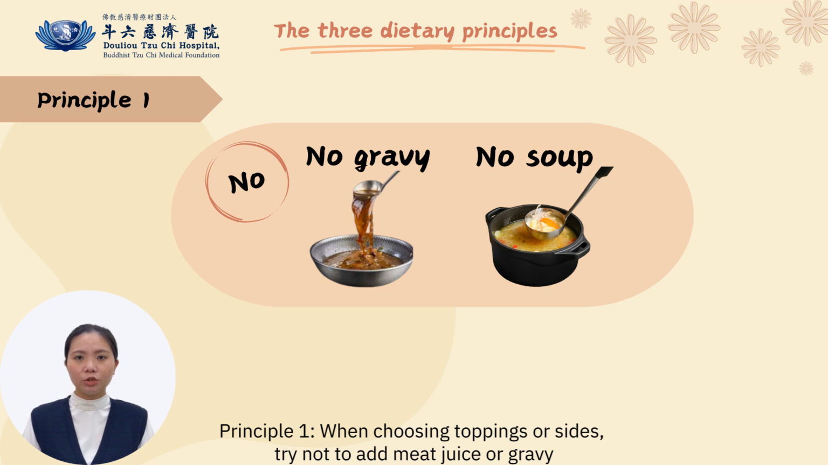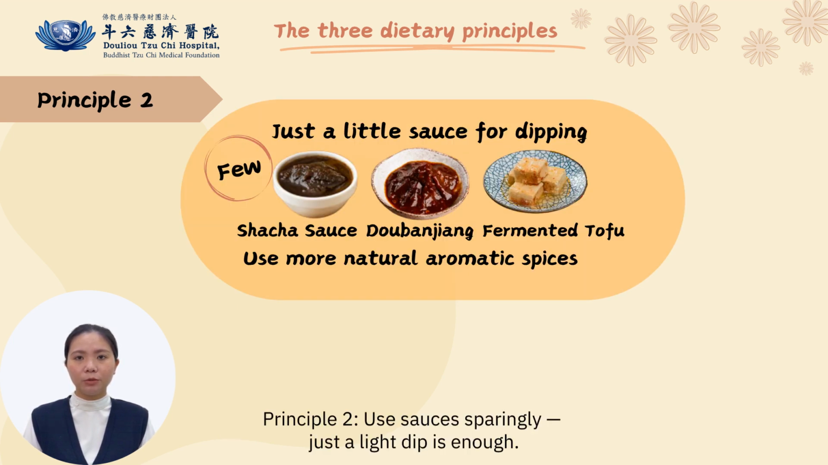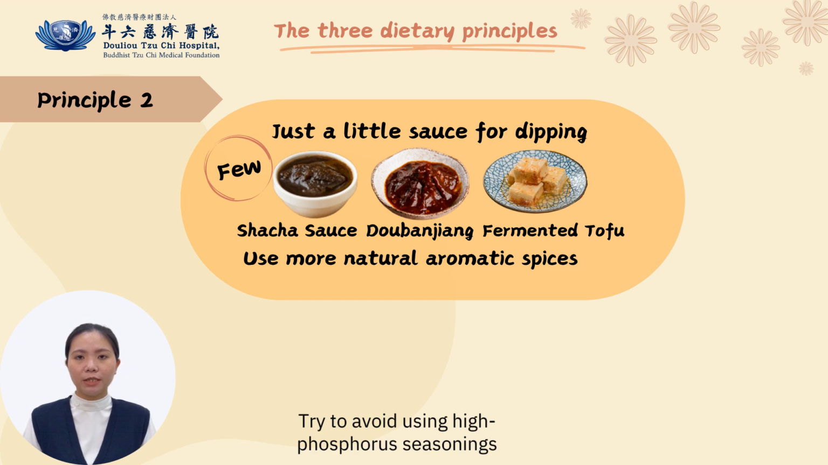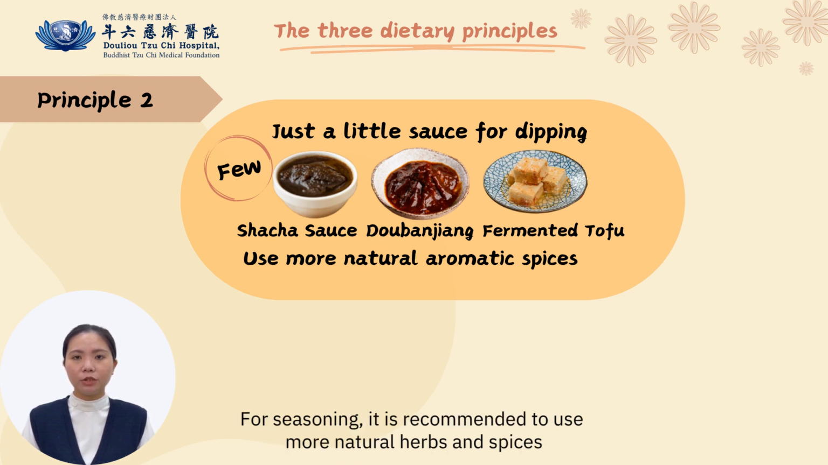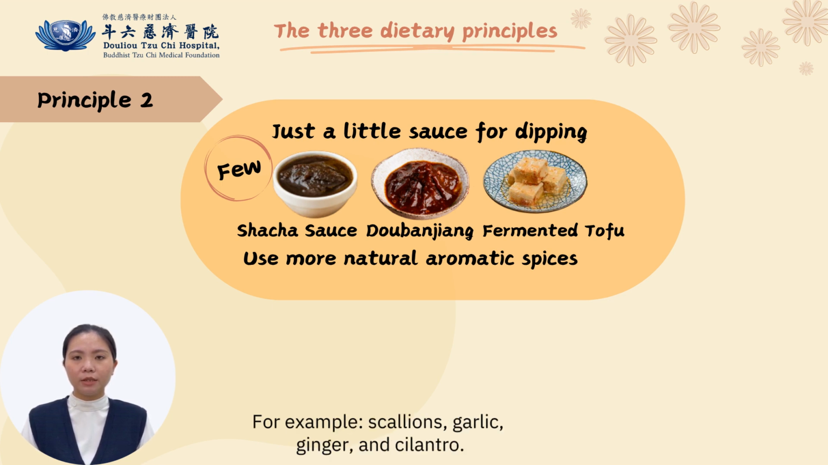Principle 1. When choosing toppings or sides, try not to add meat juice or gravy. Principle 2. Use sauces sparingly. Just a light dip is enough. Try to avoid using high-phosphorus seasonings such as doenjang, fermented tofu, sriracha sauce, peanut butter, and sesame paste. For seasoning, it is recommended to use more natural herbs and spices, for example, scallions, garlic, ginger, and cilantro.